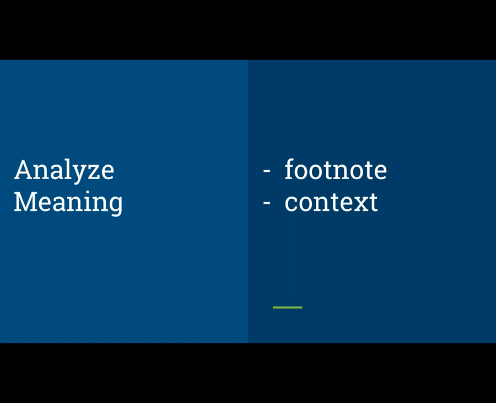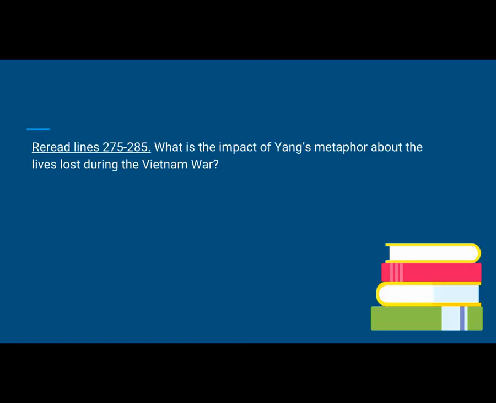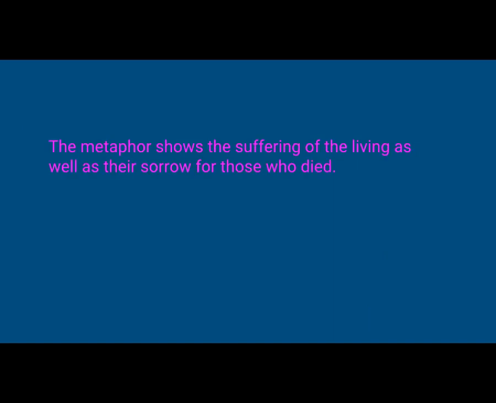Notice the explanatory footnote that follows line 285. Connect the Hmong's role in Vietnam conflict to their subsequent lives as refugees. Reread lines 275 to 285. What is the impact of Yang's metaphor about the lives lost during the Vietnam War? Pause while you think. The metaphor shows the suffering of the living as well as their sorrow for those who died.